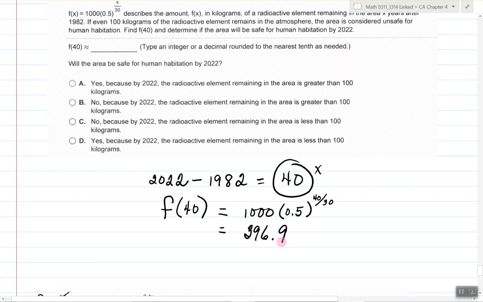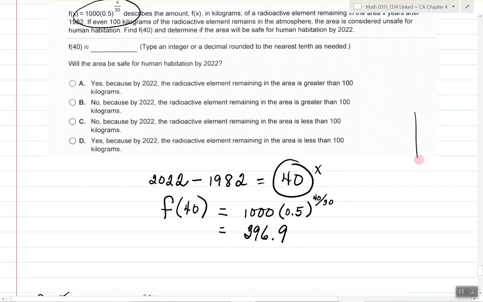396.9. Now, let me take a minute to explain a little bit about what's going on. This formula up here at the top is called the half-life formula. As time passes, half of a radioactive element will change its molecular structure and become non-radioactive. Half of it will. The other half will remain radioactive.